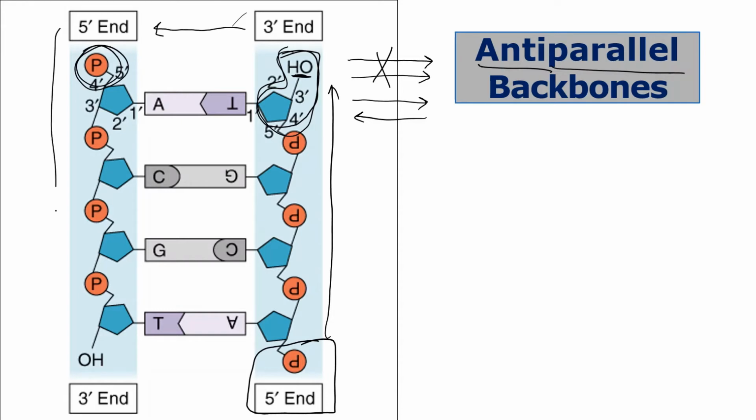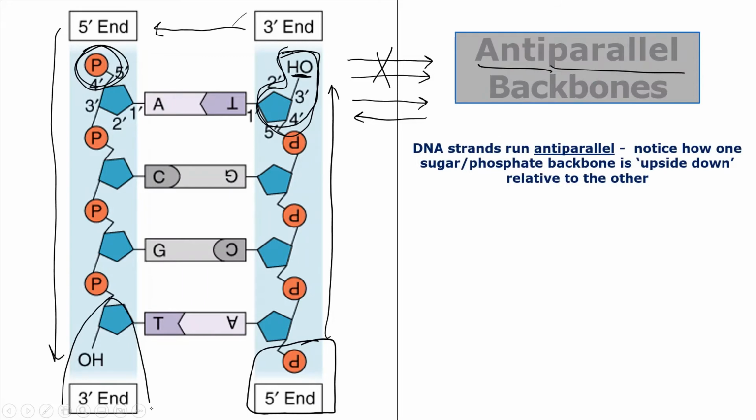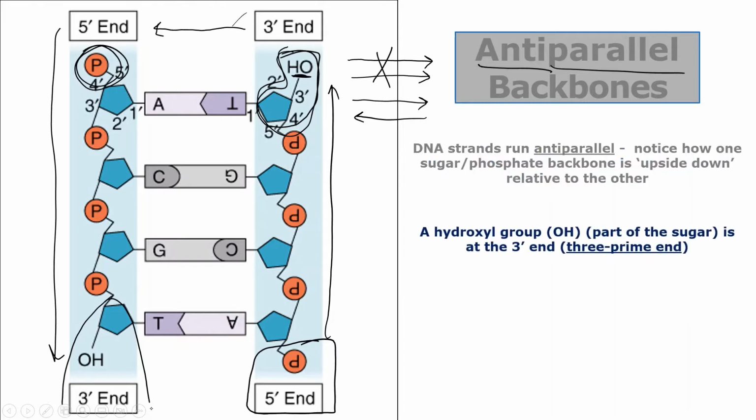And then follow it down here, finish the rectangle. You should find again at the 3' end an OH group, a hydroxyl group hanging off of the sugar. So the DNA strands run anti-parallel. Notice how one backbone is upside down relative to the other. A hydroxyl group, OH, part of the sugar is the important part, is sticking out of the 3' end. No matter which direction you're on, the 3' end has the sugar.